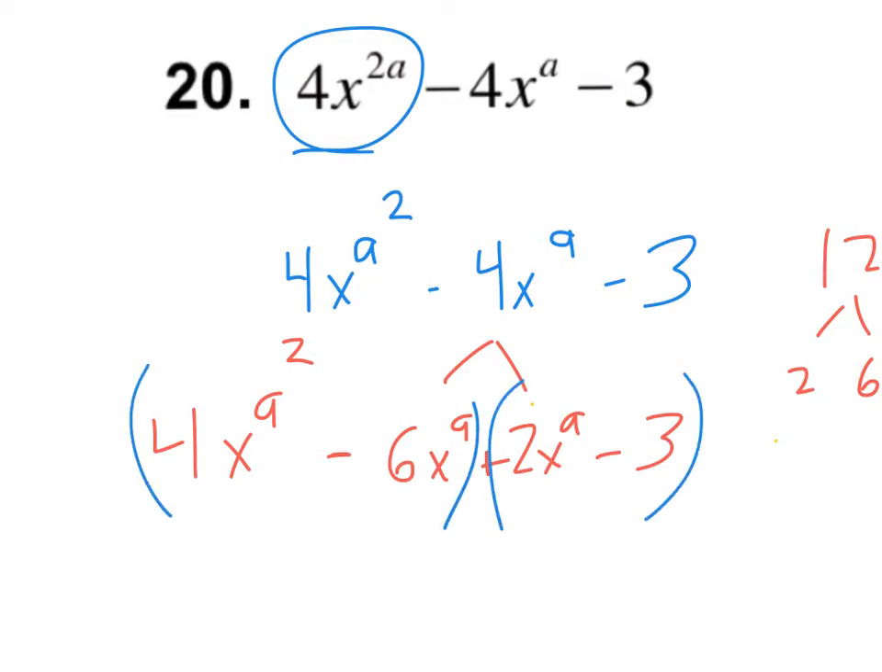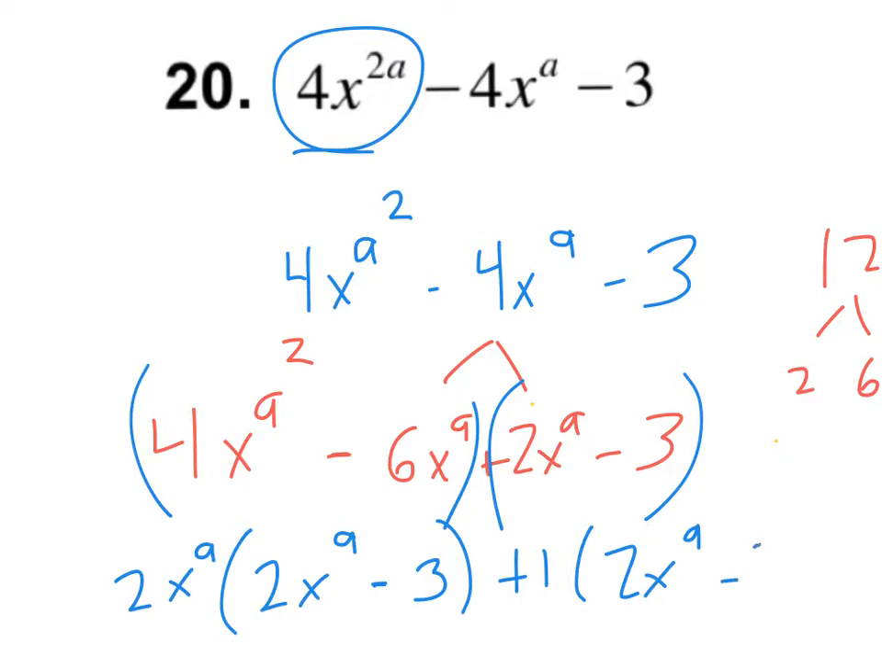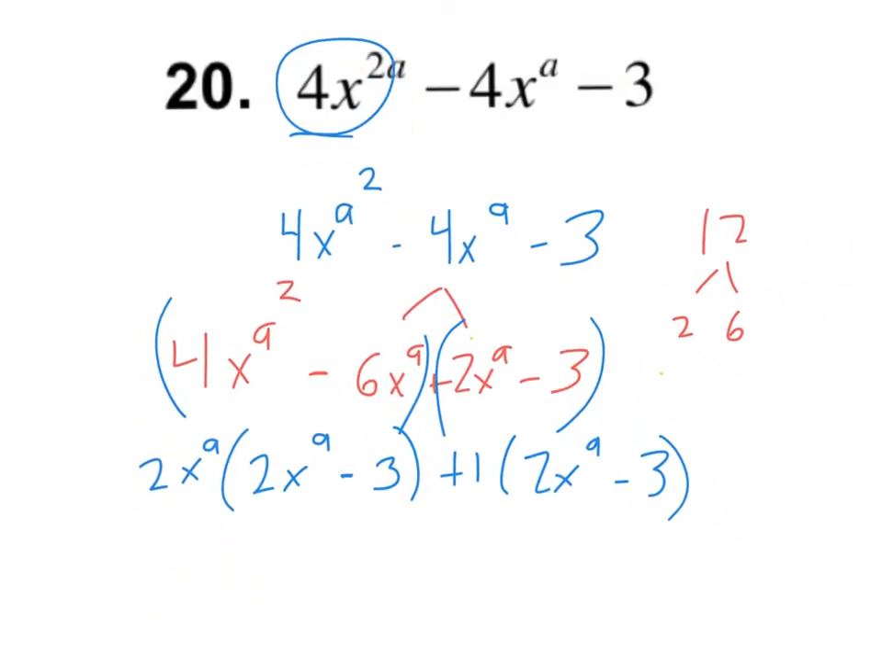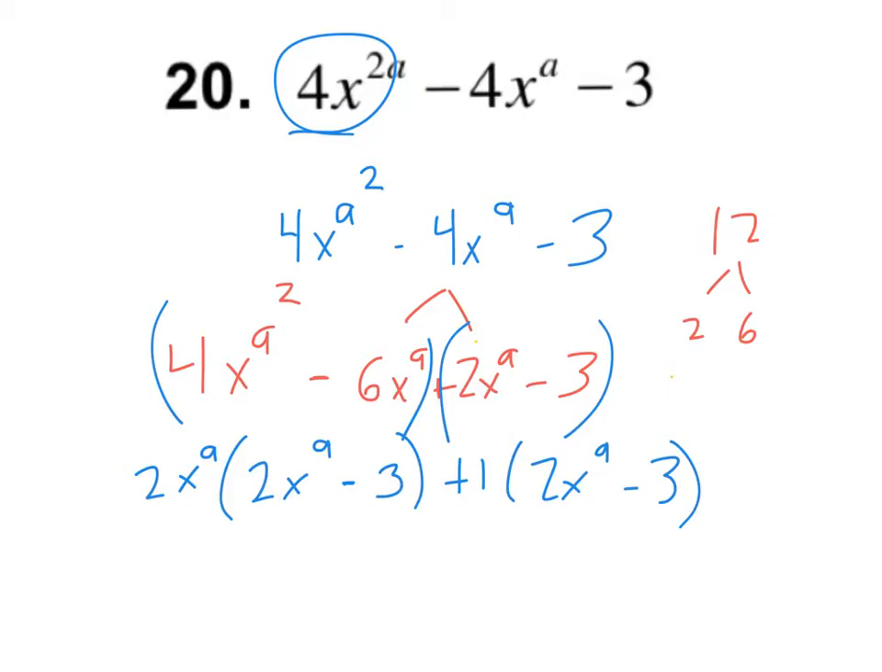What's the GCF of the first two? They both share a 2. They both share an x to the a. Now, what is left? That is 2x to the a minus 3. Because remember, the x to the a was squared, which means you had 2 of them, so I could factor 1 out. Now, the second term, the GCF is 1. What's left? 2x to the a minus 3. My parentheses match, which means the grouping was successful. Now this factors to be 2x to the a plus 1 times 2x to the a minus 3.